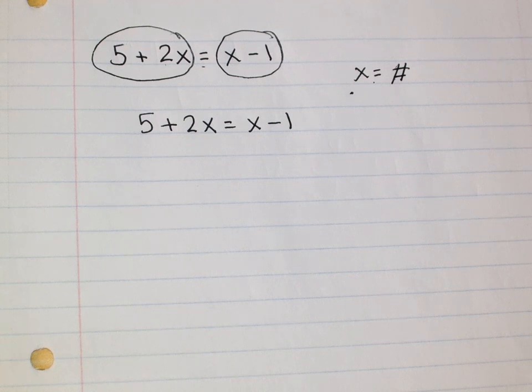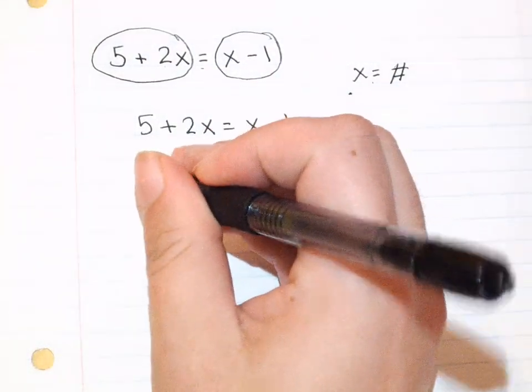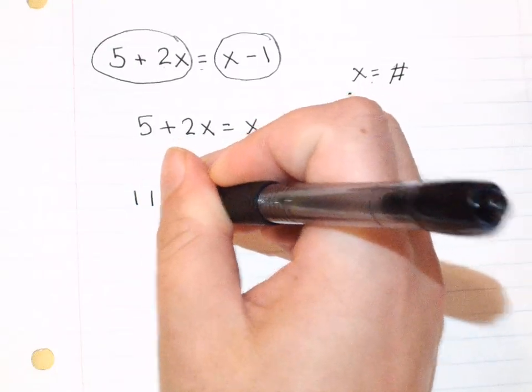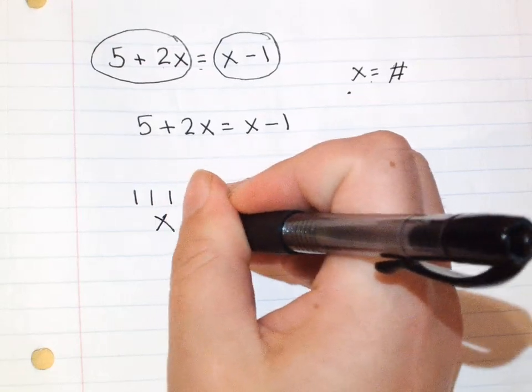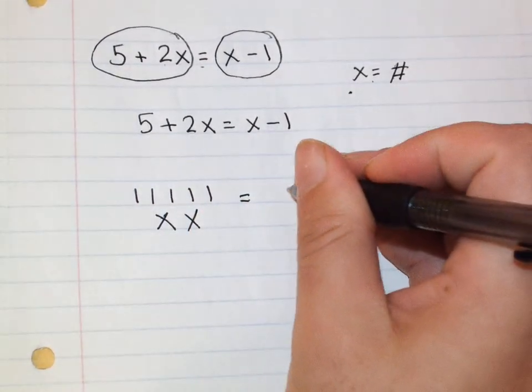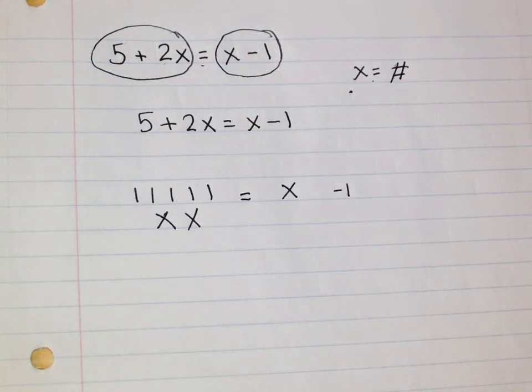So I want you to imagine that this is some kind of balance. So I'm going to have the number 5, and I'm going to decompose that into ones. So I'm going to say 1, 1, 1, 1, 1, and then x is the same as x and a negative 1. Okay. Now, because they're equal to each other, that means they're balanced. And what we know about balances is if I take one thing from one side of the balance, I have to take something from the other side of the balance.